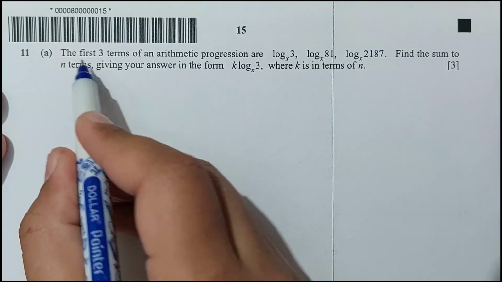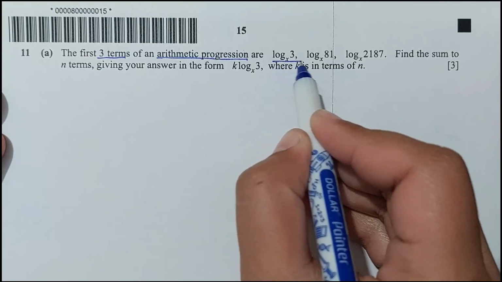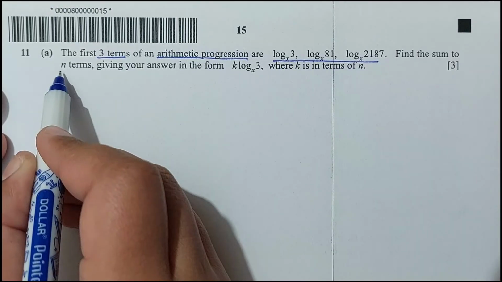Question number 11, part A. The first three terms in an arithmetic progression are this. Find the sum of n terms.